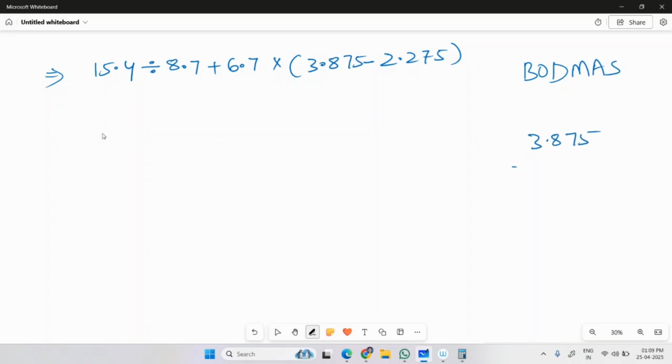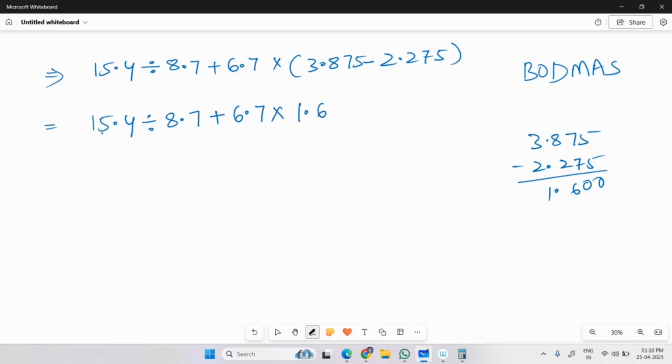3.875 minus 2.275. If we subtract, we get 1.600, or we can write it as 1.6. 15.4 divided by 8.7 plus 6.7 times 1.6. Okay. Now of is not there, so the next order is division. Let's divide these two decimals.